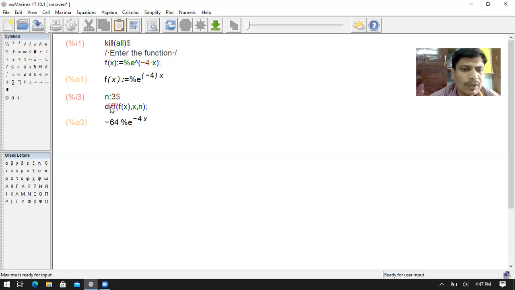First, differentiate e to the power of minus 4x; theoretically you know that one. Differentiating e to the power of x gives e to the power of x only, so the first derivative is e to the power of minus 4x into minus 4, that is minus 4 e to the power of minus 4x. Next, differentiate again: 4 into 4 is 16. That is the second derivative, 16 e to the power of minus 4x. After that, differentiate again: 16 times minus 4 is minus 64. Theoretically you know how to find that one.